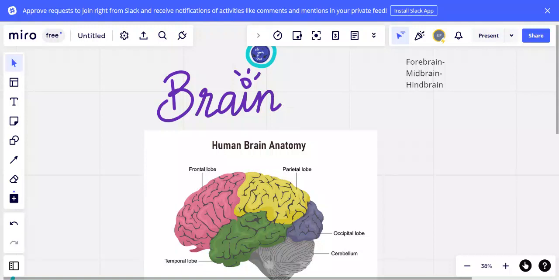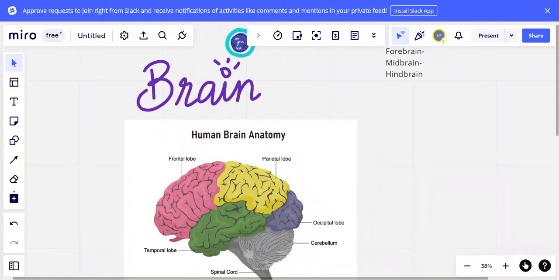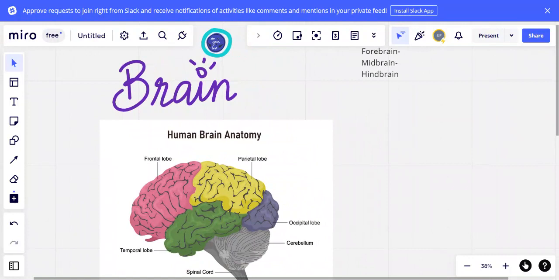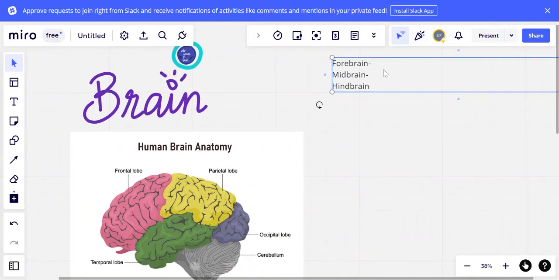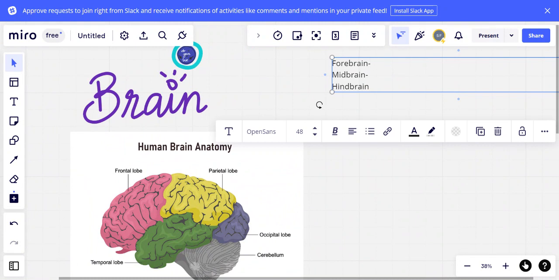Everyone, today we're going to be covering human brain anatomy. So starting off, I would like to tell you that the brain is divided into three main parts. One is forebrain, one is midbrain, one is hindbrain. The forebrain further has the cerebrum, then it has your thalamus, then it has the limbic system.